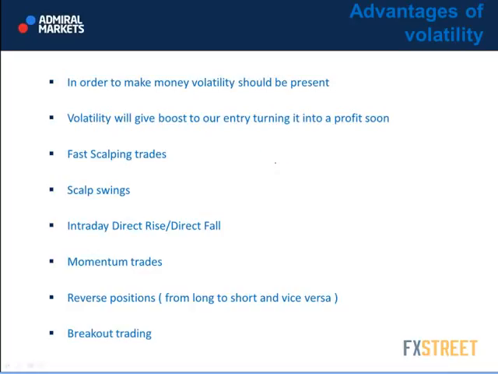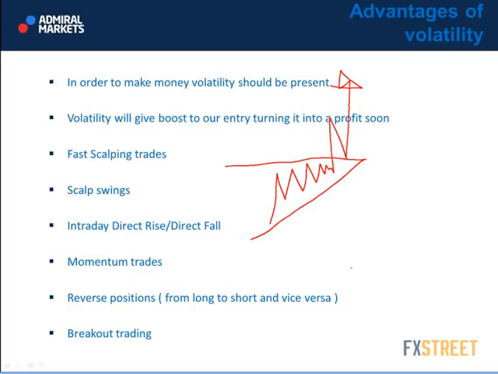Breakout trading is very important for actually making a volatility trade. Let's say we have a flat top ascending triangle and we are looking for a long trade. On the surge of volatility, we can go for a breakout, pullback, continuation trade.